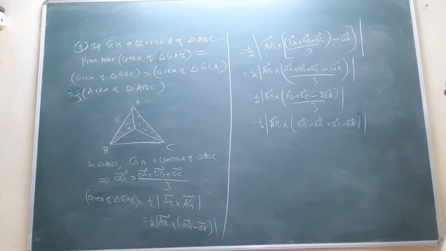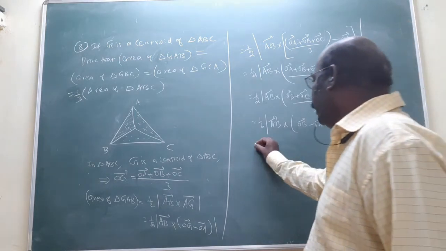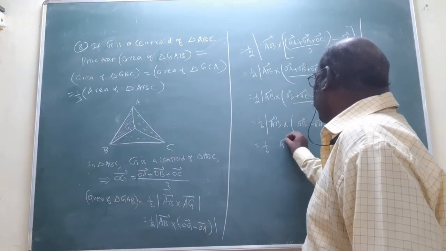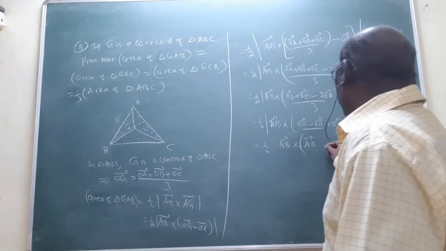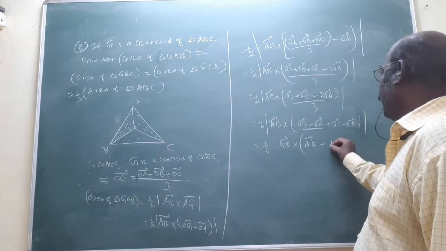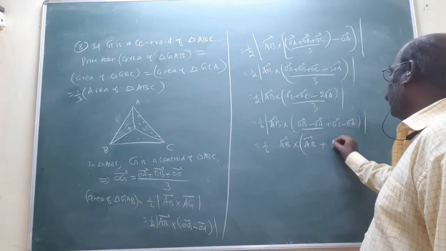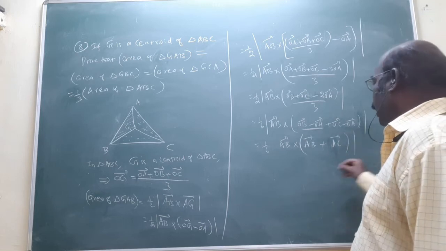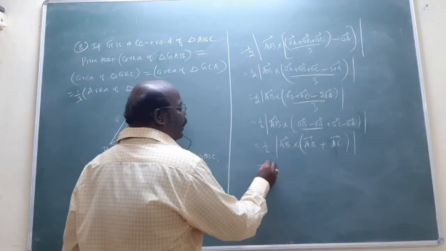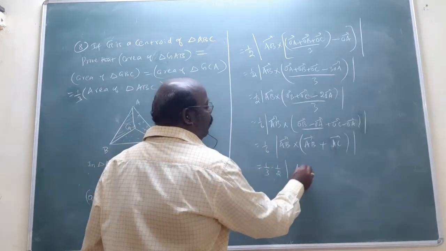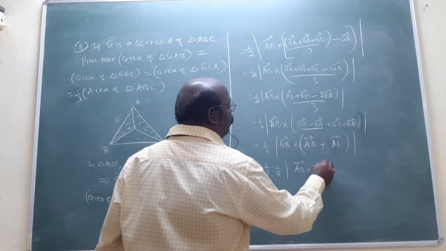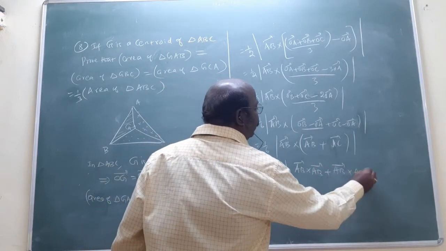Now OB minus OA is what? Only AB vector. Okay? 1 by 6 into this is AB, plus OC minus OA, we get AC vector. Am I right? Now multiply. This can be written as again 1 by 3 into 1 by 2, for simplification purpose. Now AB cross AB plus AB cross AC.